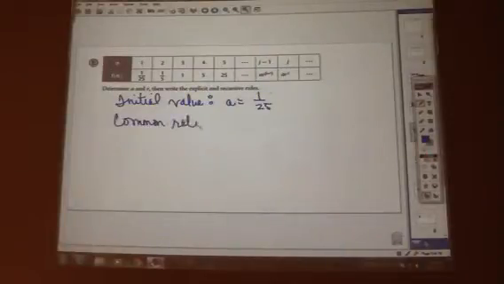What is my common ratio? Now, I said to take the second one and divide by the first, but those are fractions. So let's move on down here. What is 5 divided by 1? 5. What is 25 divided by 5? 5. So my common ratio is 5.